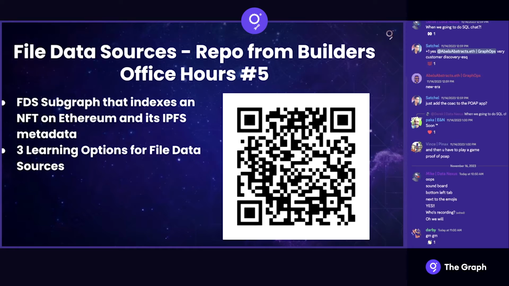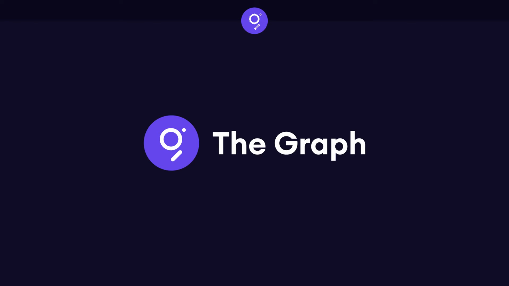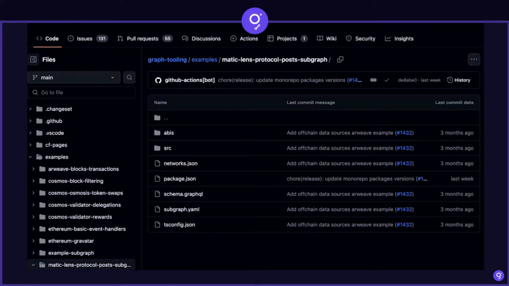So for that previous repo, if interested, this is that repo right there if anyone wants to scan. You're able to go through and learn about file data sources and IPFS. This one today is going to be a file data sources repo that does Arweave and IPFS, like I said. This is an official repo from the Graph tooling, and it can be found in this location right here.